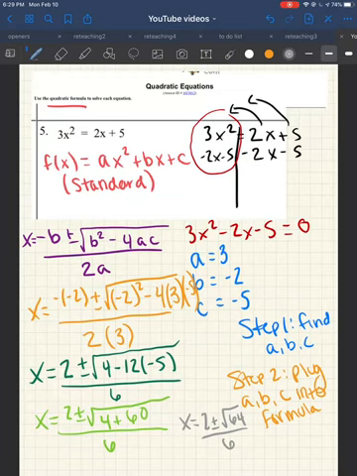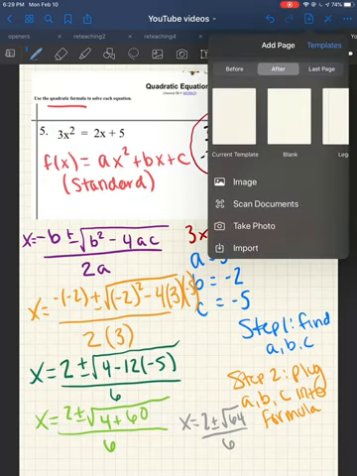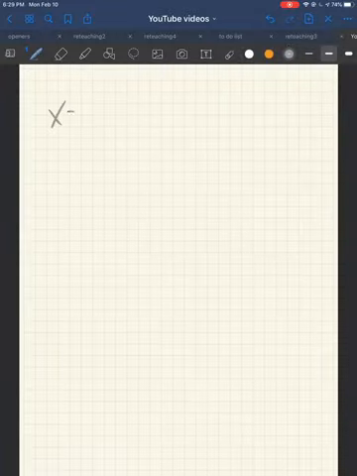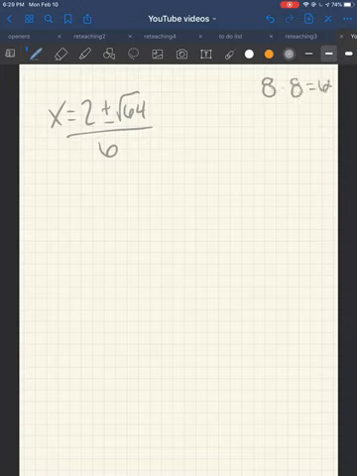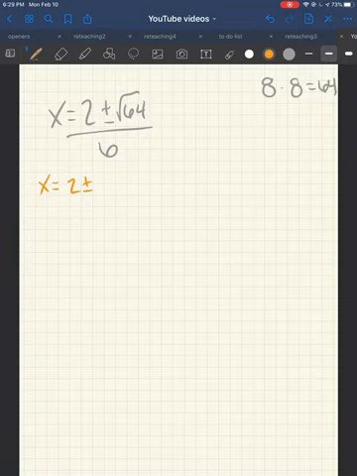Okay, so I see that the square root of 64 is a perfect square. So I'm just going to simplify that right off the bat. I'm going to make a new page here. So we'll have x equals 2 plus or minus the square root of 64 all over 6. Okay, so my perfect square will be 8 times 8 equals 64. So this is going to change to x equals 2 plus or minus 8 over 6.